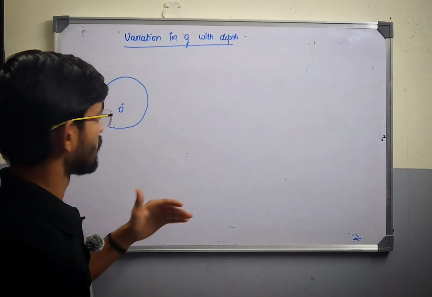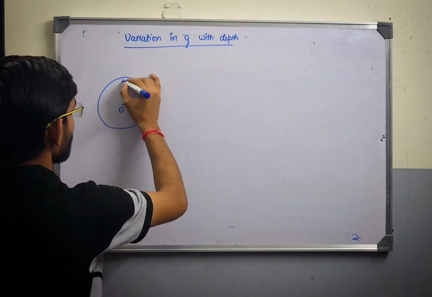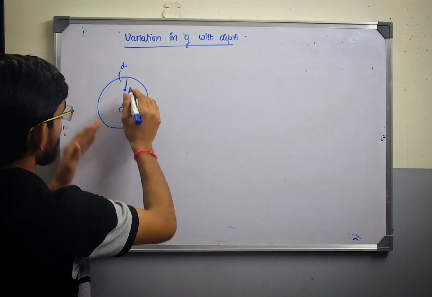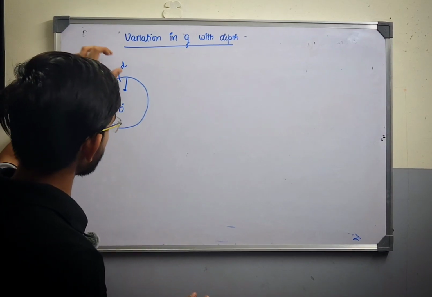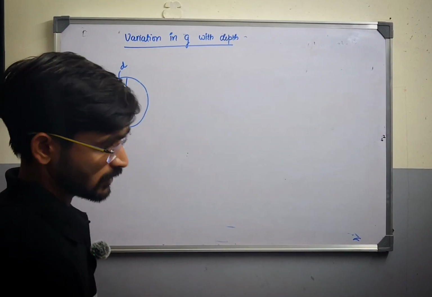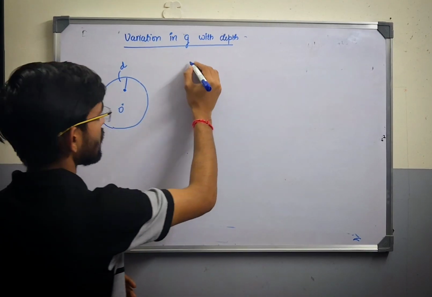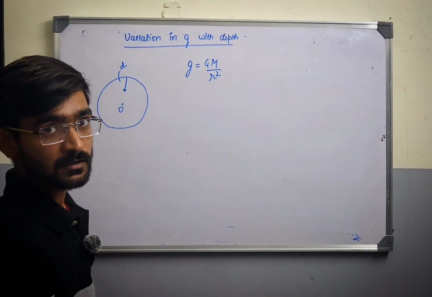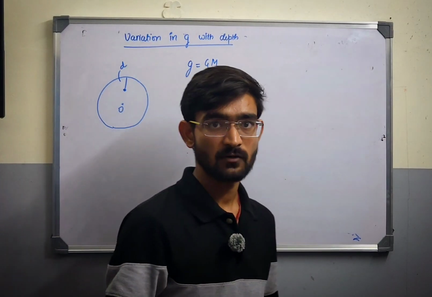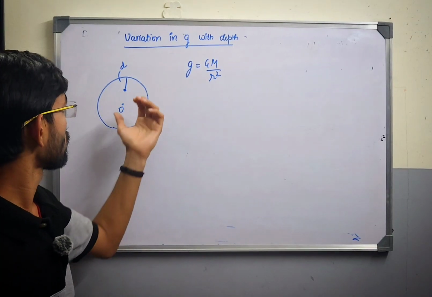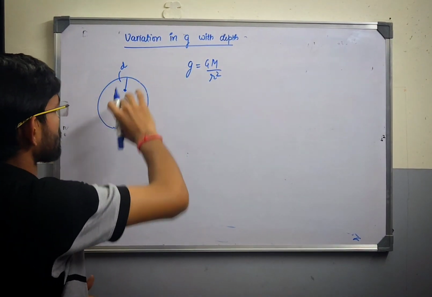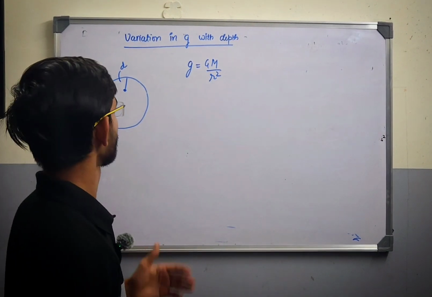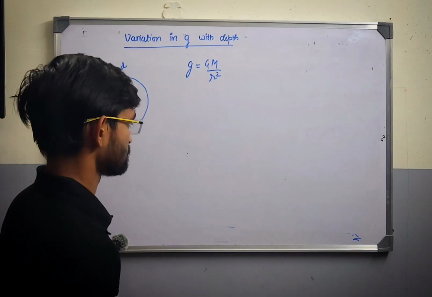Suppose this is Earth, and if you go d distance, you are at this point, d depth below the surface of Earth, then g equal to G m upon r square, this r will decrease, so acceleration due to gravity should increase, but this is not the case. As you go below the surface of Earth, acceleration due to gravity will decrease. Now why is acceleration due to gravity decreasing?